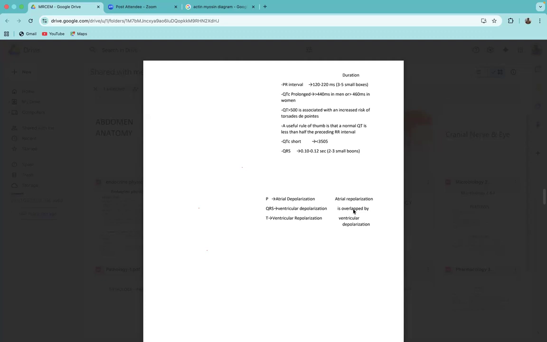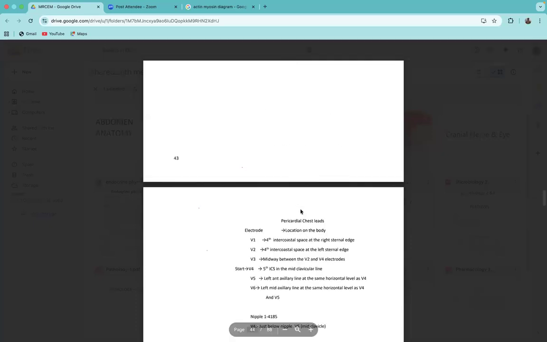But for our exam purpose, we will have to know that P is atrial depolarization, QRS is ventricular depolarization, and T is ventricular repolarization. And the QRS will be overlapped by the atrial repolarization as well.